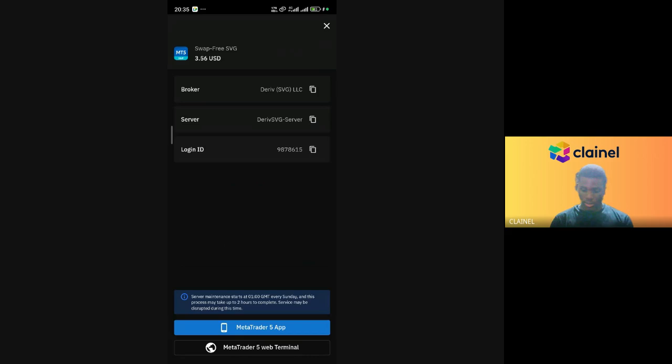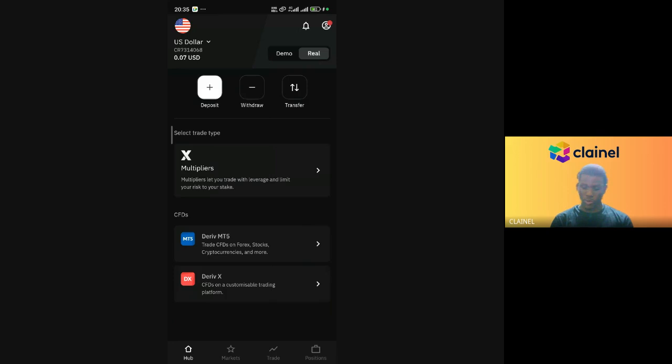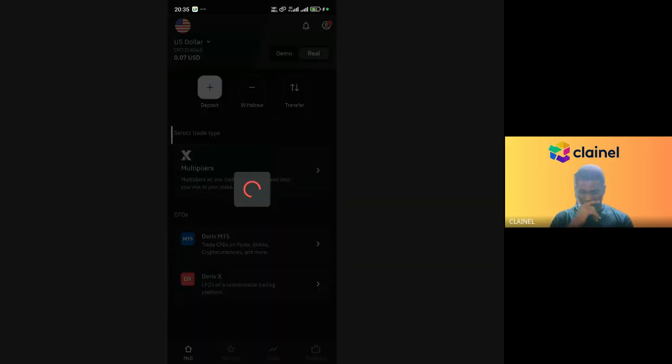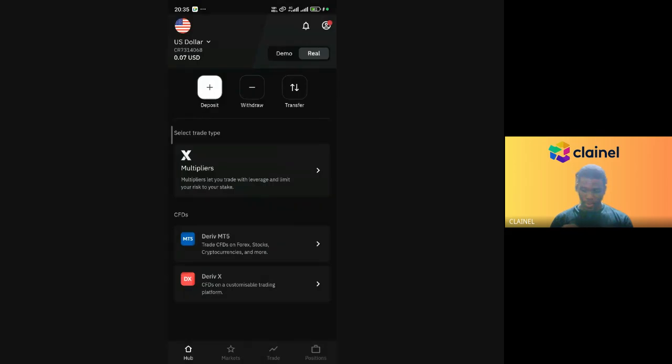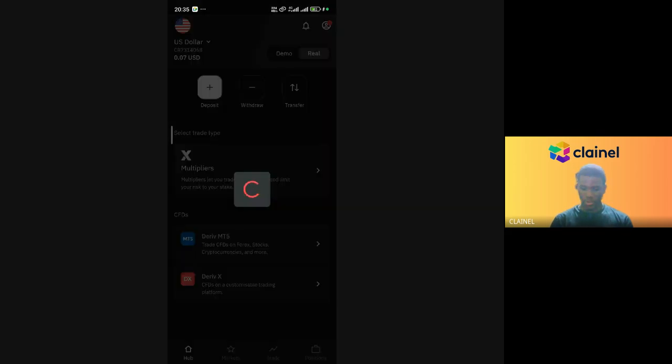You can see that this account is already set up. This is the money in my MetaTrader 5. Then if you want to transfer into it, all you have to do is click on transfer. You can see your transfer here. Once you click on transfer, it will take you back to the website. That's why I just used the website earlier.